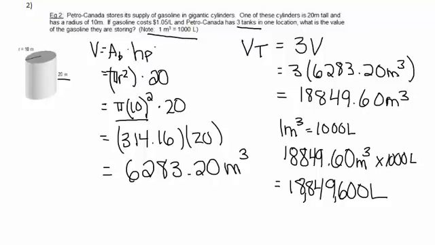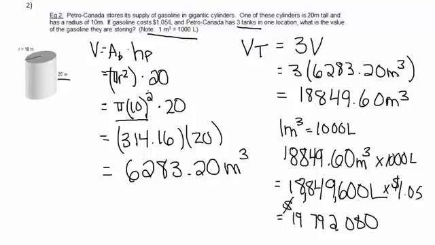Finally, we need to convert that into a price because they ask us in the question, what is the value of gasoline they're storing? So we know that 1 liter costs $1.05, so we just have to multiply this value by $1.05. So times $1.05 is equal to the following amount of money.